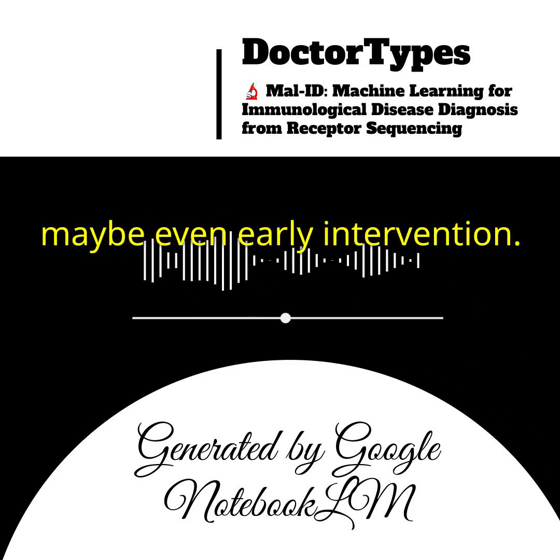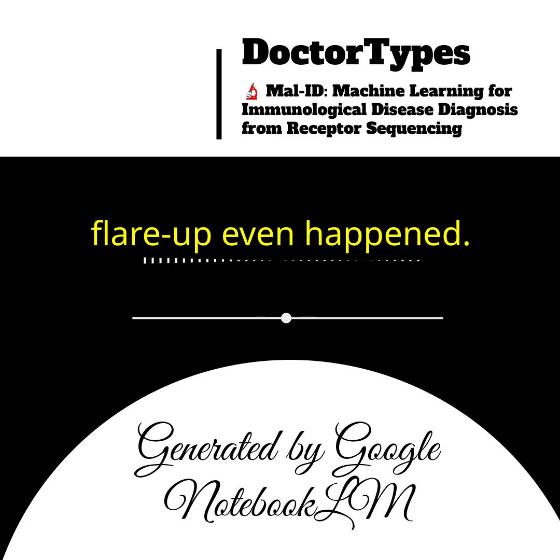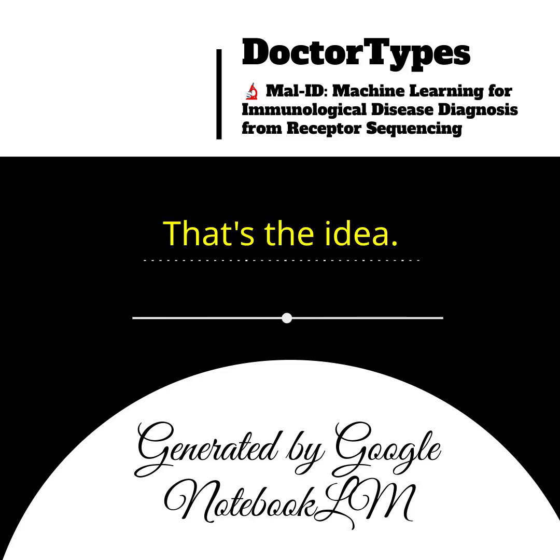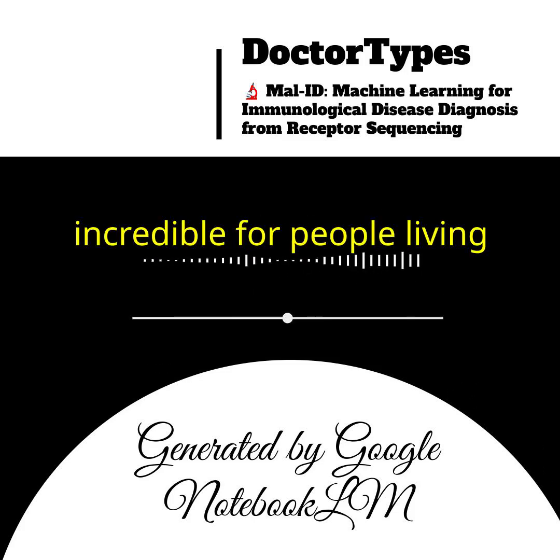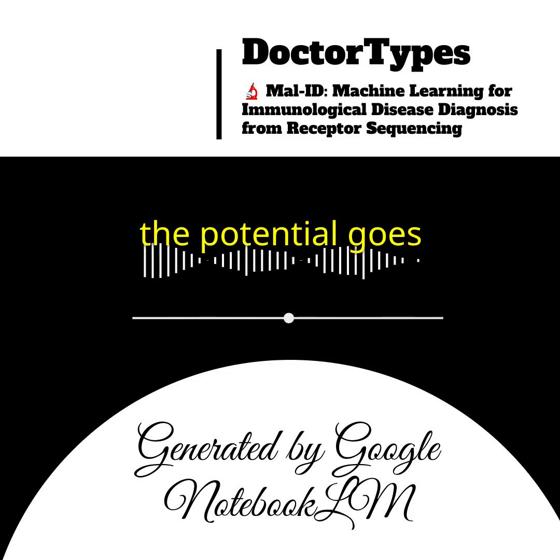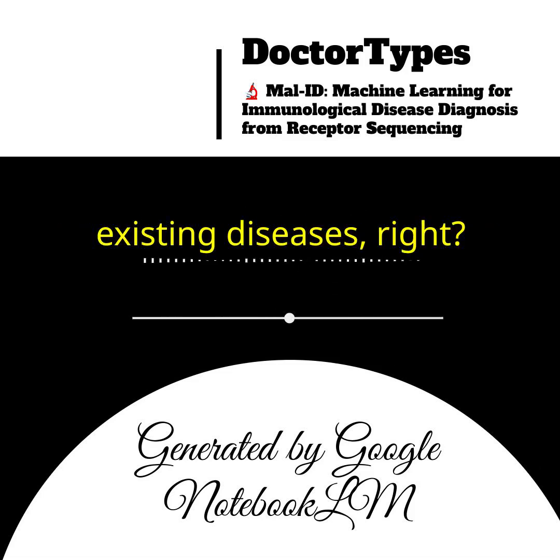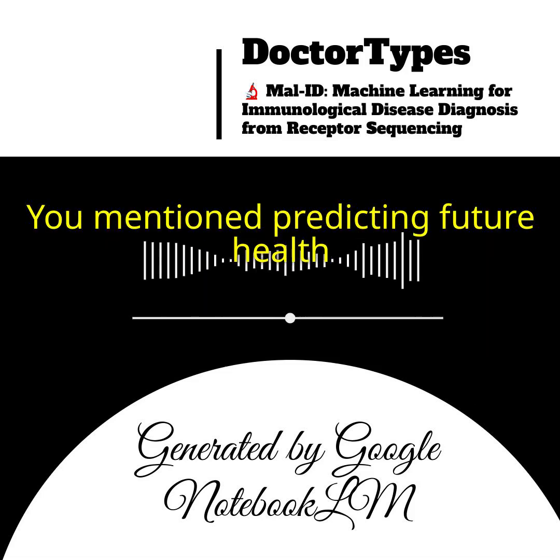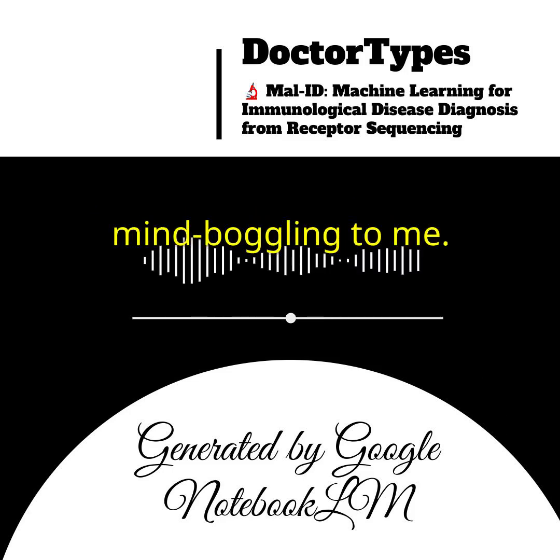Sometimes you miss important nuances. So MALID could provide a more objective, personalized picture. Exactly. With MALID, doctors could track disease progression more precisely, allowing for fine-tuned treatment adjustments and maybe even early intervention. Wow. So before a major flare-up even happened. That's the idea. That would be incredible for people living with lupus.